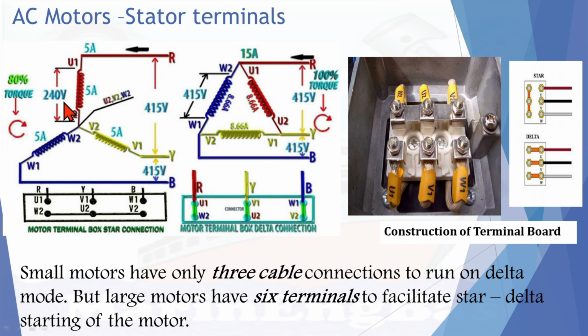Now in delta connection, your line voltage 415 is directly applied on these two windings. As this is a parallel connection, the voltage is applied on both the windings, 415 full voltage. Here it's a series arrangement, you can see between this line, so the voltage is dropped. So 240, 240.